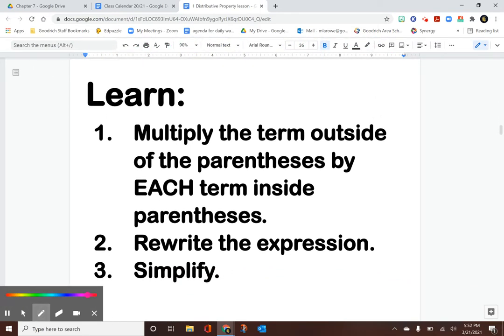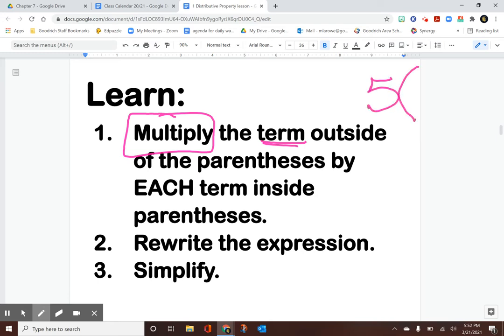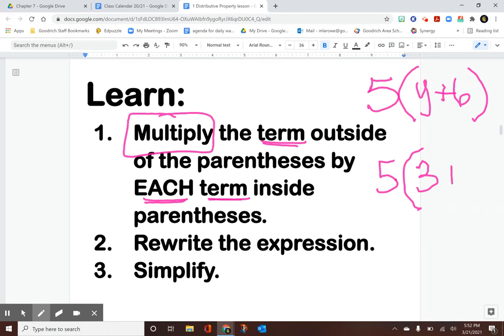So you'll be multiplying the term. Remember, a term is like a puzzle piece to a math expression. Whatever value is on the outside, let's say it's a 5, you're going to multiply that by all the stuff inside the parentheses. So our terms inside the parentheses could be a variable term, could also be a constant. We could have a value on the outside, again, like a 5. Maybe we have a constant and then a variable.